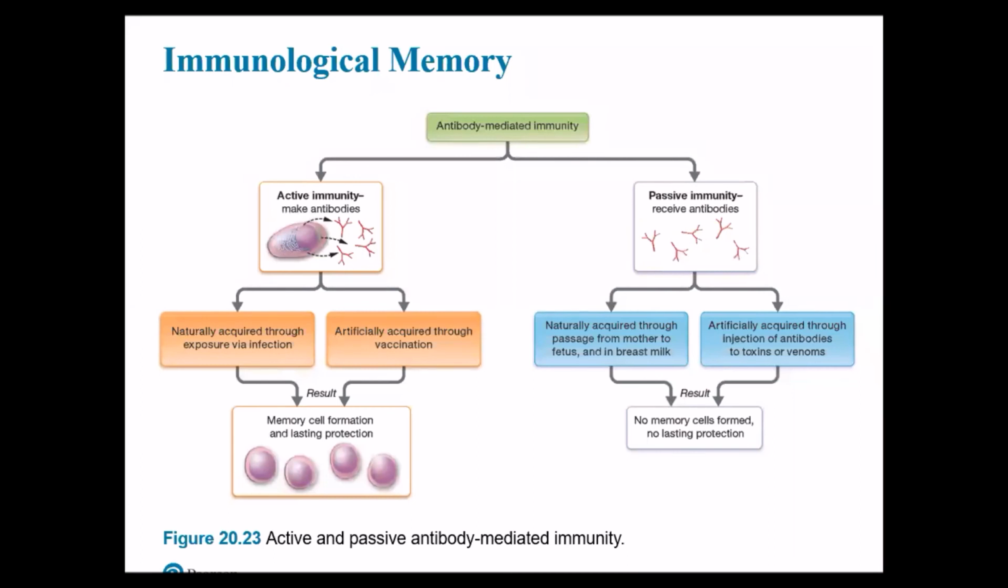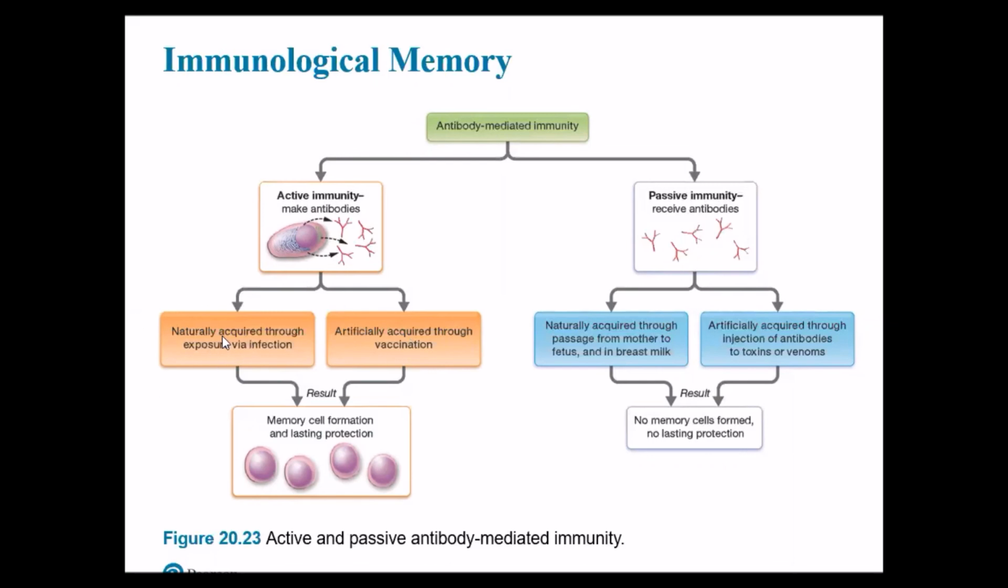Now, the last topic I'd like to look at is the memory that is developed for your immune system. And there's really two main categories. If you'll take a look at figure 20-23, there's two main categories: active immunity and passive immunity. Active immunity you can think of as when your body is actually producing antibodies on its own. And that can either be through a naturally acquired activity. In other words, you're exposed to a particular antigen, and that causes your immune system to activate and start making antibodies. Or you can artificially activate your immune system, and that's through the process of vaccination.